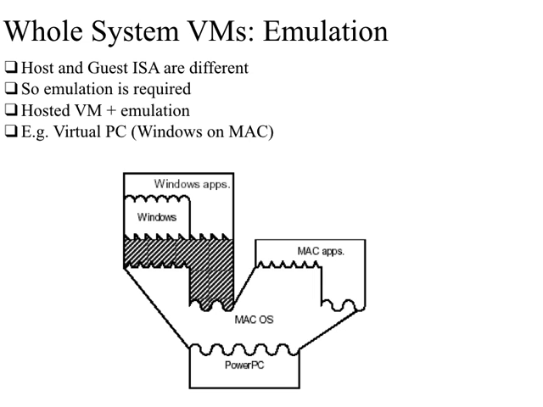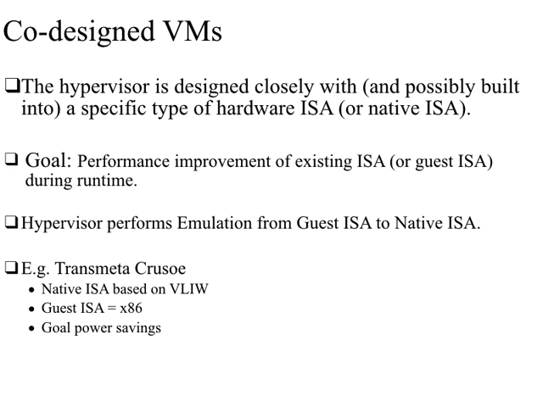So finally, we want to discuss a special category of hypervisors called co-designed VMs. Here, the hypervisor is designed closely to the hardware. You might have a special type of hardware, and the hypervisor is designed very closely to work with that hardware. An example of this is Transmeta Crusoe. This was a chip designed by a startup company which had an ISA called VLIW, or Very Long Instruction Word ISA.